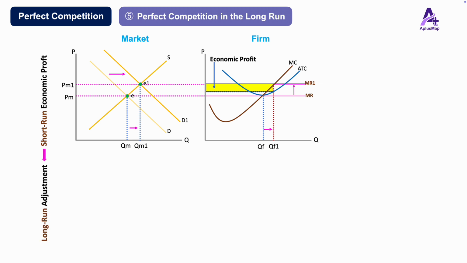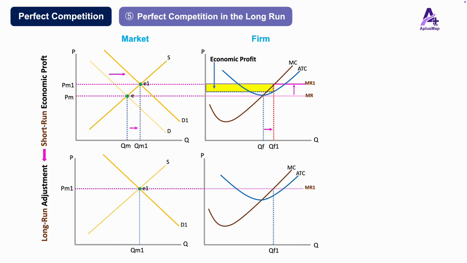Correct. Now for part two, long-run adjustment. What do those juicy economic profits signal to people outside the market? Hey, come on in. Money to be made here. Precisely. That profit is like a beacon. Because entry is easy, new firms are attracted and they start entering the industry. What does adding more firms, more suppliers, do to the market supply curve? Oh, market supply increases. It shifts to the right.